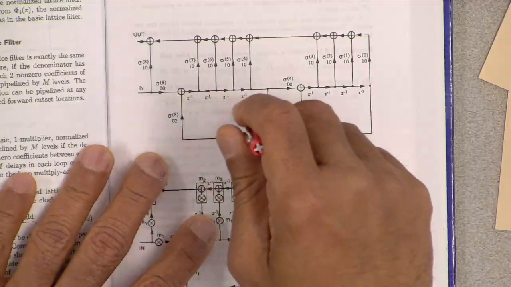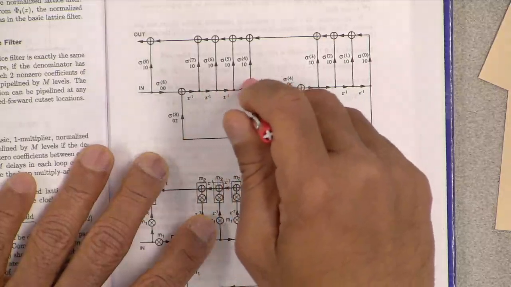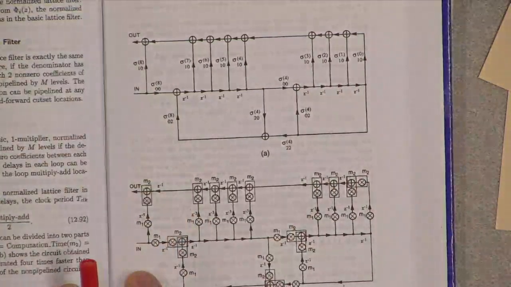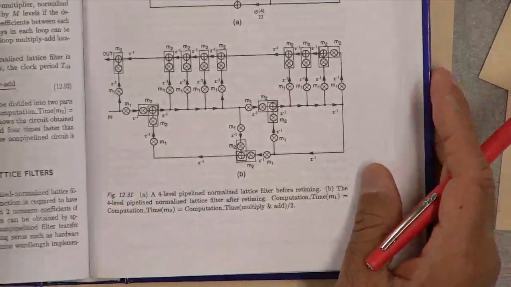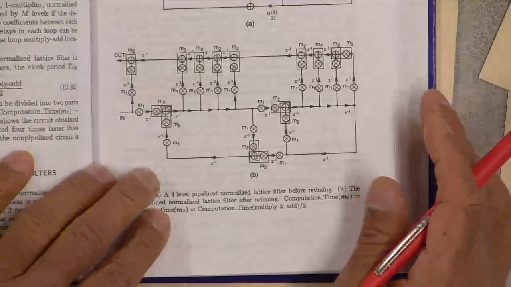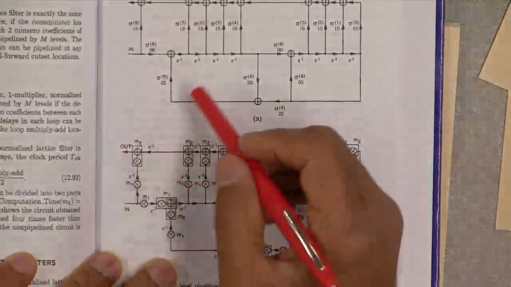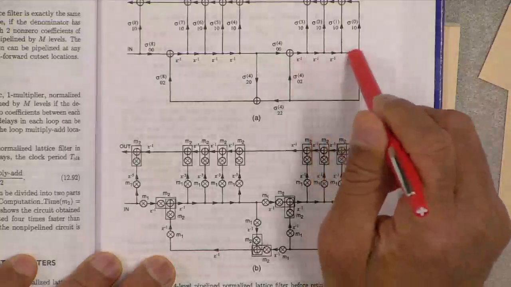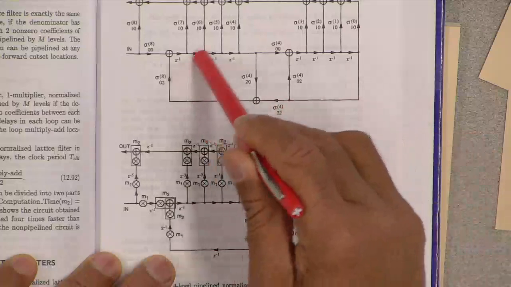K7, K6, K5 are 0, so those computations are gone. We just have delays, and same here. K coefficients K3, K2, K1 are 0. And there is a little example showing how those delays are distributed. If you look at the loop here, that has 4 delays, and another loop has 4 delays, and the long outer loop has 8 delays.